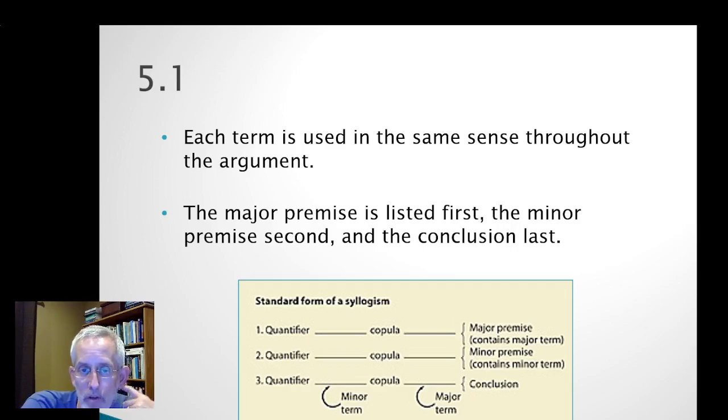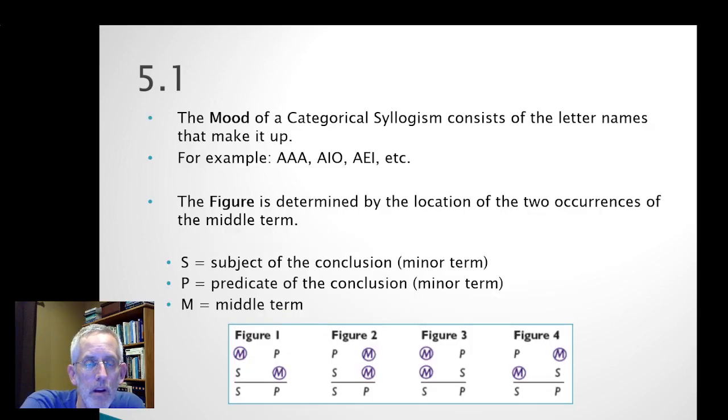I'm not going to require you to construct categorical syllogisms and put them into standard form. I will already construct them and put them into standard form. You're just going to be asked to evaluate them for validity or invalidity using the rules of evaluation. Okay, so let's handle mood and figure now.